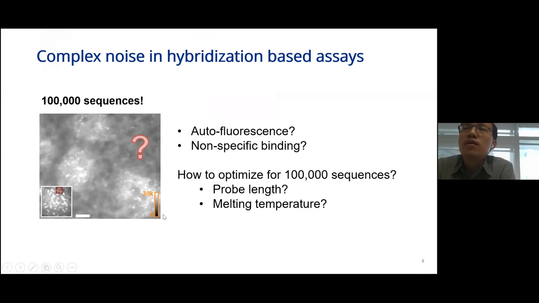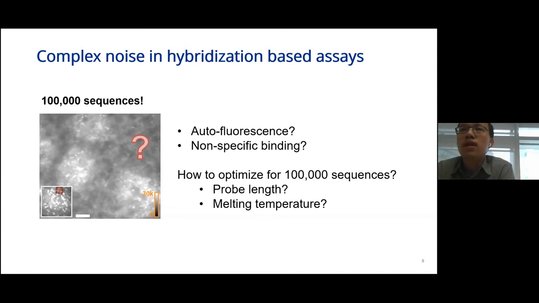We always wondered, what does it look like? What are all these other things? Are they RNA, autofluorescence, non-specific binding? It's also very difficult to optimize for so many sequences. We can try to make the length longer so that the melting temperature is in a narrower range, but it's hard to optimize. And if the length is too long, then it will be non-specific, because the thermodynamic gain of many base pairings will override the penalty from a single mismatch.